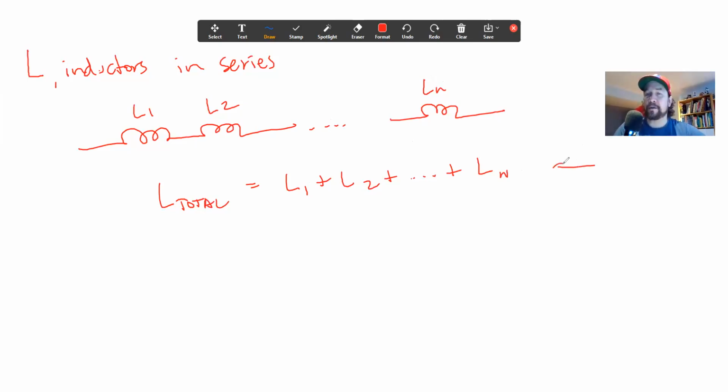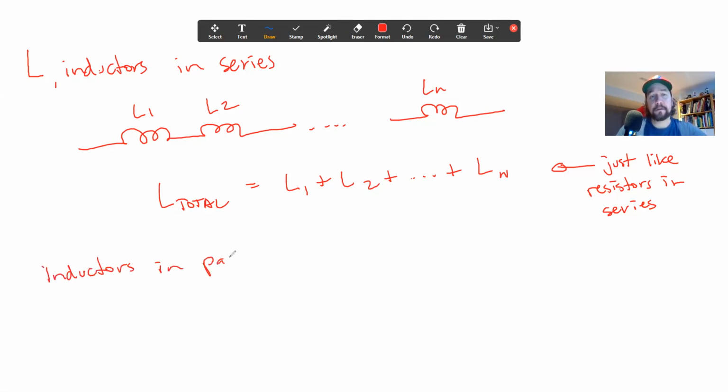Just like resistors in series or capacitors in parallel, if you remember. And then inductors in parallel, can you guess what it's going to be like? And if you guessed that it'll be like resistors in parallel, you are absolutely correct.